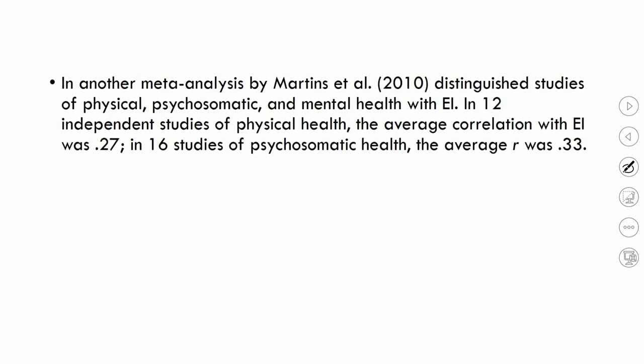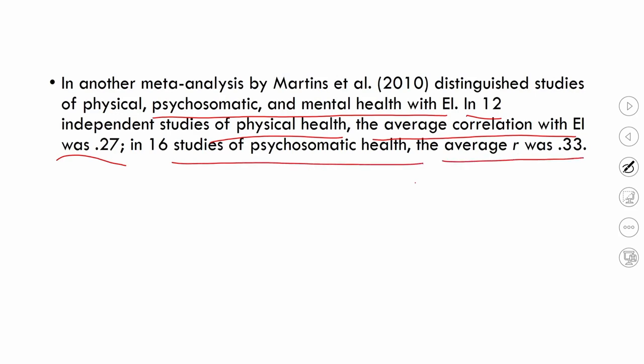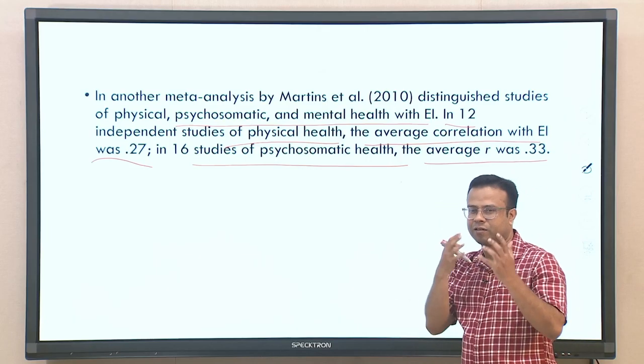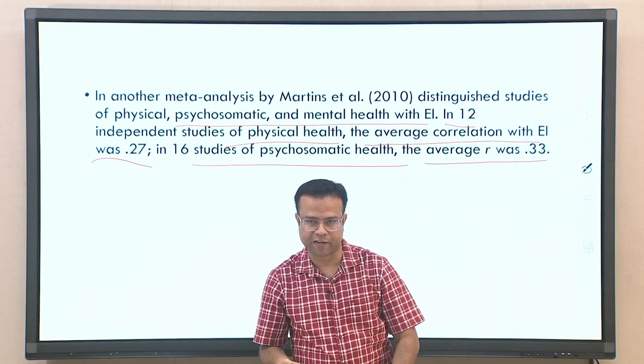Another meta-analysis by Martin et al. also distinguished between physical, psychosomatic and mental health with EI. They did a similar meta-analysis. In 12 independent studies of physical health, the average correlation with EI was 0.27. Again, it is a moderate correlation. And in 16 studies of psychosomatic health, the average was 0.33. So, again, the findings are very similar to the earlier meta-analysis.